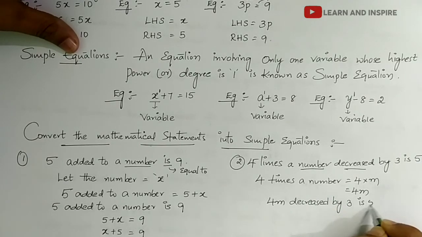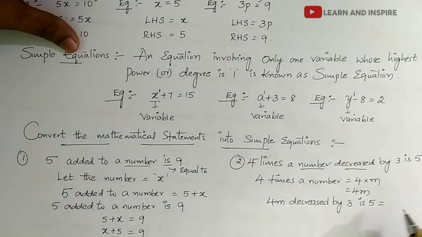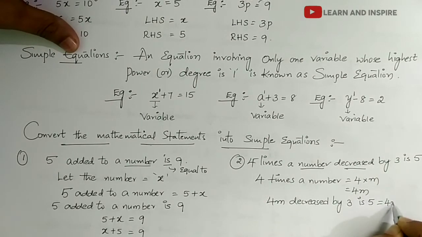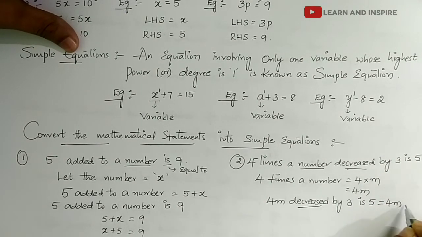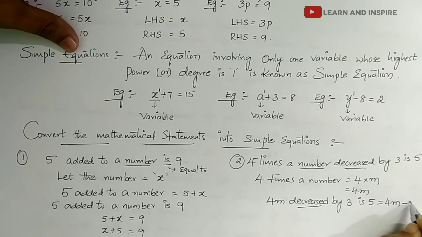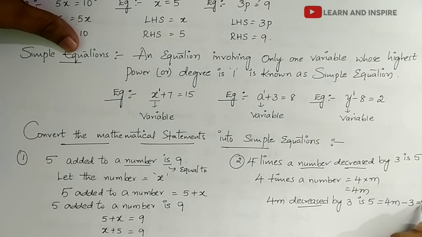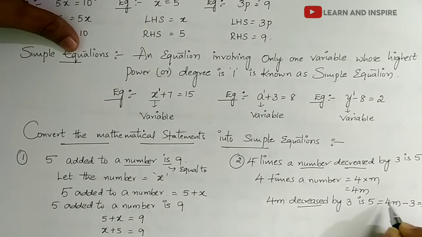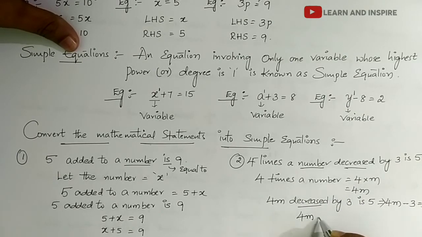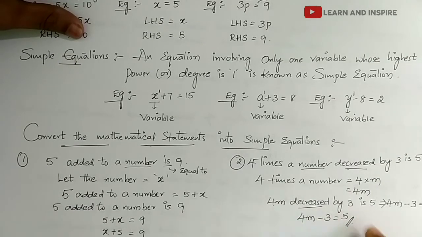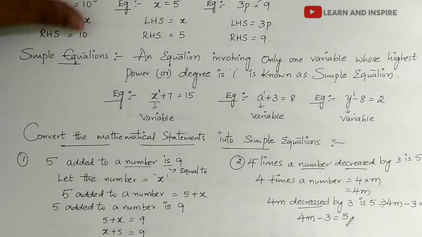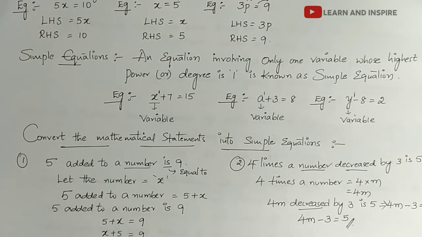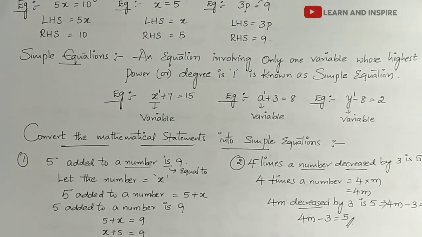is 5. So how can we write this statement? 4 times a number is 4m, decreased is subtraction, by 3 equals to 5. Is nothing but equals to. Understood? That is 4 times a number decreased by 3 equals to 5. This is a simple equation from the mathematical statement. Understood? So this is question number 2, and we'll see a few more examples based on these equations.